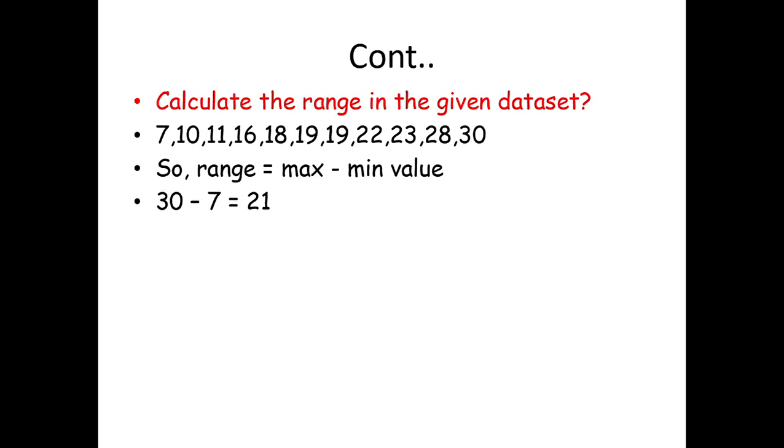Here is an example: calculate the range in the given data set. 7, 10, 11, 16, 18, 19, 19, 22, 23, 28, 30. Range is equal to maximum minus minimum value. The maximum value here is 30, minus the minimum value, which is 7, equals 21. So the range is calculated as 21.